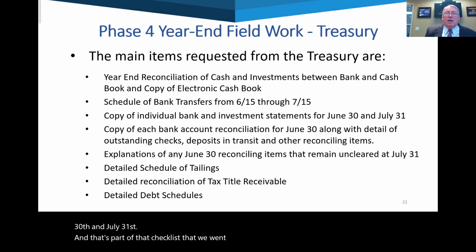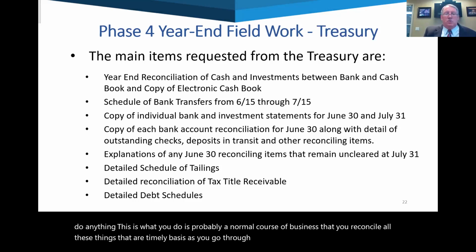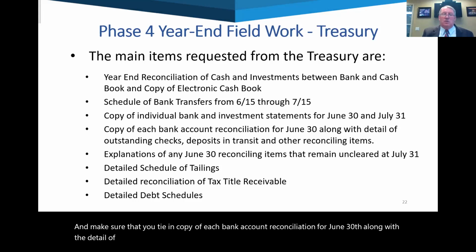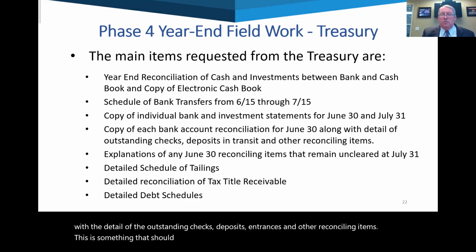This is something that we're not asking you to do anything new. This is what you do as part of your normal course of business, that you reconcile all these things on a timely basis as you go through this, and make sure that you tie in. A copy of each bank account reconciliation for June 30th, along with the detail of the outstanding checks, deposits and transfers and other reconciling items. This is something that should already be available once you finish that particular month.